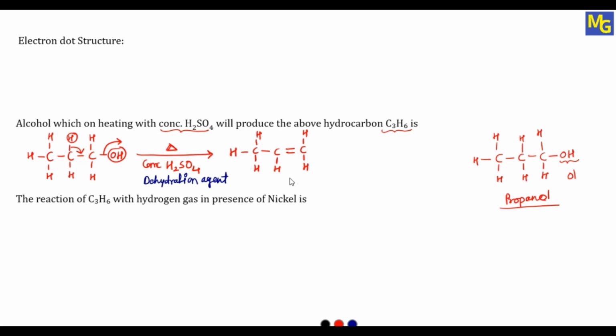And 3 carbons means what? It is prop. Double bond is there means it is propene, so it is propene. And what is the molecular formula? 3 carbon means C3 and H we have 6, so C3H6. So we got our product.